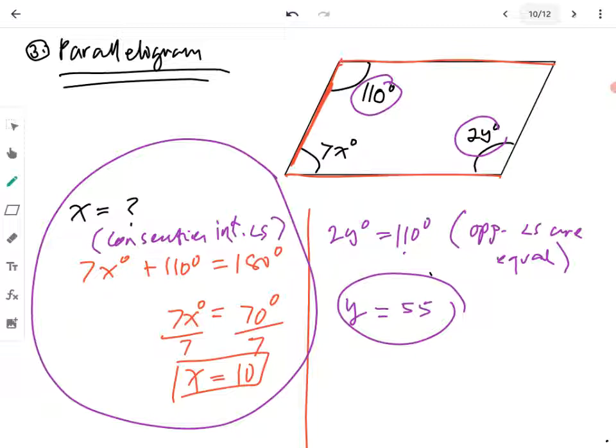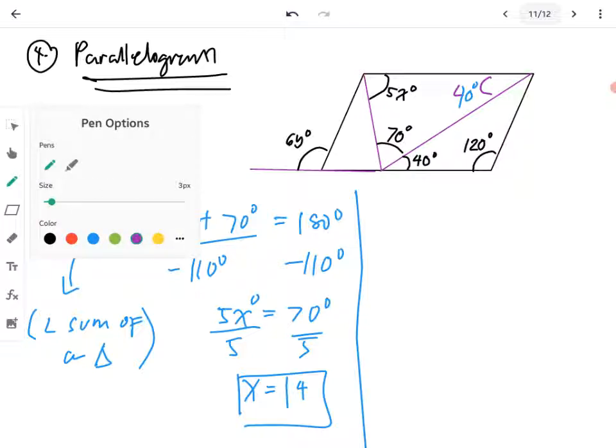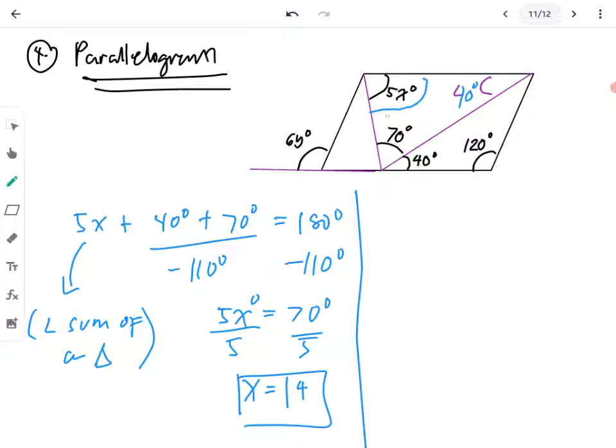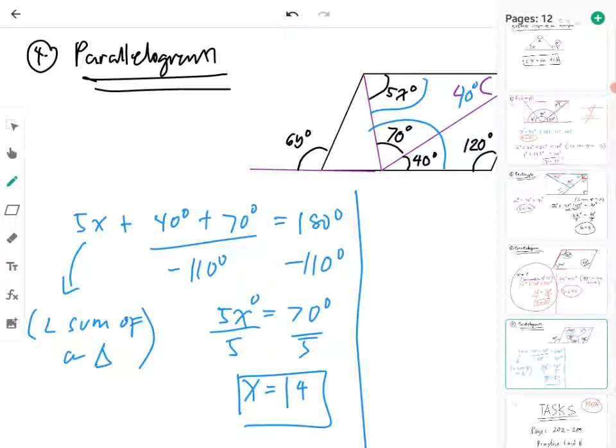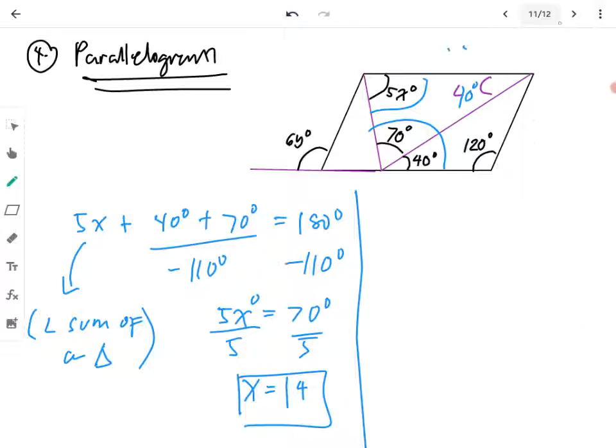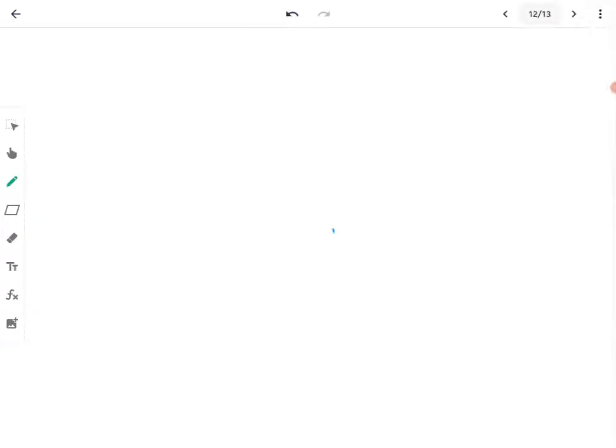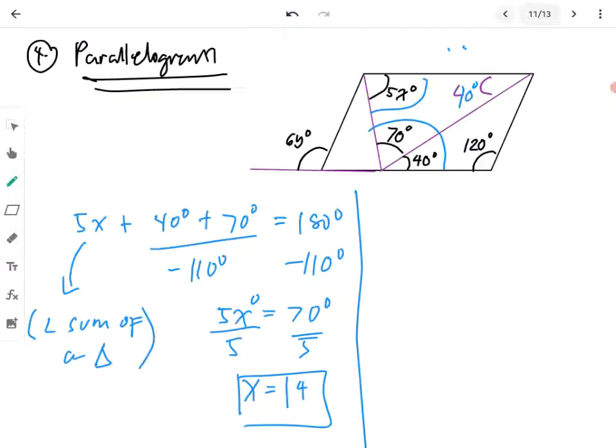It is actually the same with these angles. Look at these angles: this 5x and this entire 70 and 40. Notice that they are consecutive interior angles. So let's redraw that as parallel lines with a transversal. There is that parallel side of the parallelogram, then there is a transversal, and that's the purple.